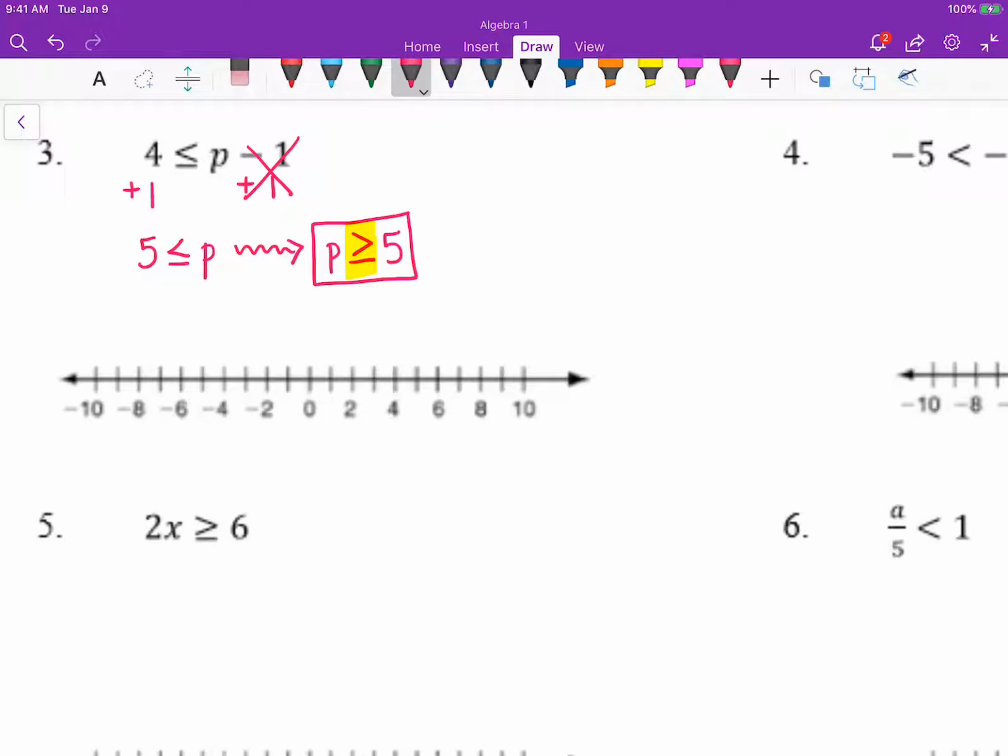So I'm going to do my circle at 5. And it's got a line underneath for an equal to. So I'm going to fill this in. And then because it's pointing to the right, I'm going to go ahead and make my arrow and shading go to the right as well.